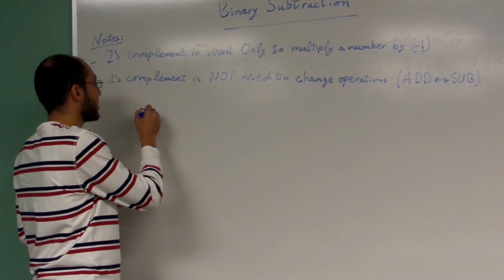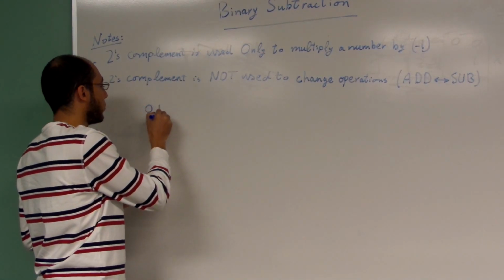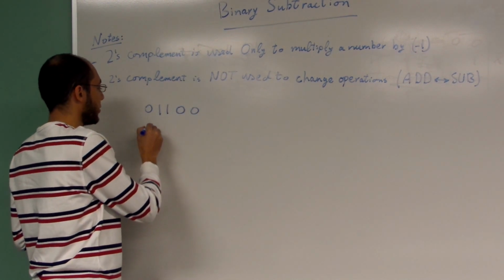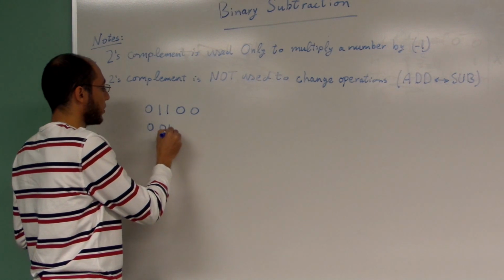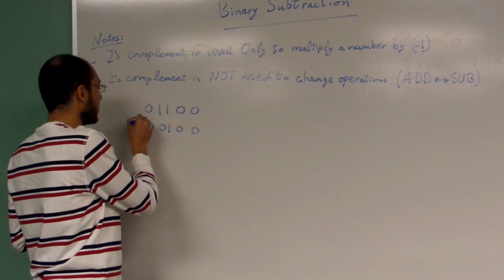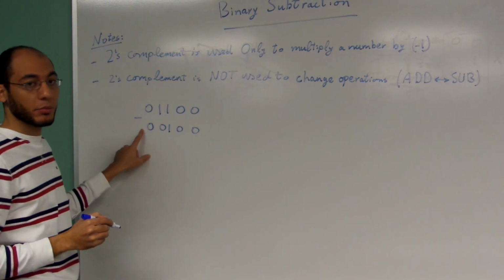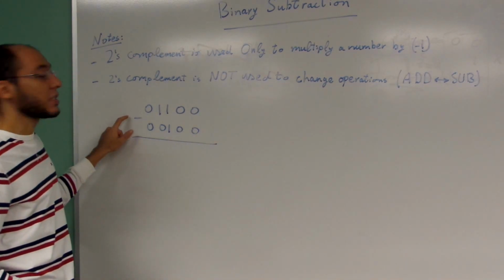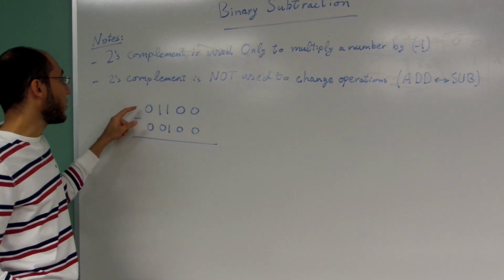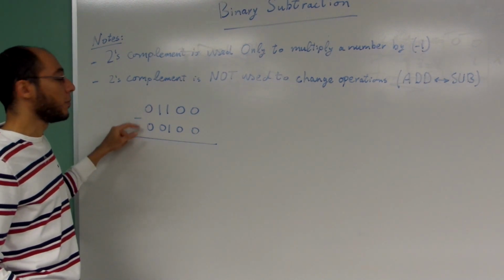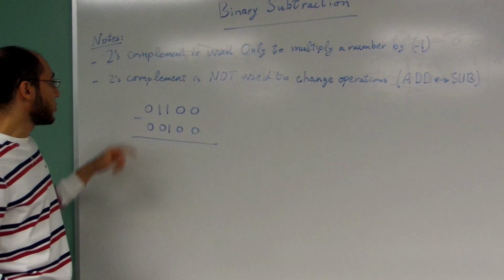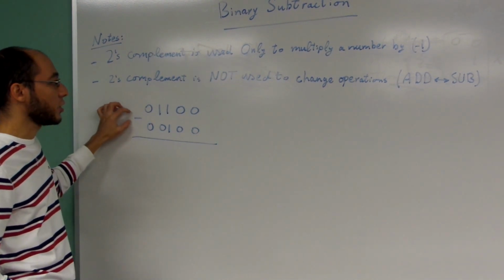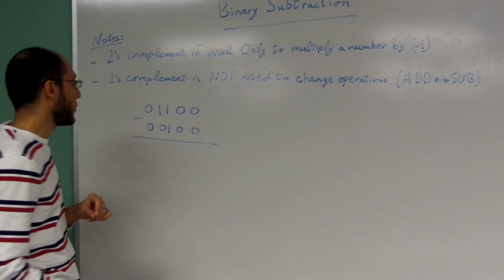Let's take this example. 0, 1, 1, 0, 0, and 0, 0, 1, 0, 0. And I want to subtract the second number from the first one. Since it's a subtraction, we do not really know how to do the subtraction from the two numbers. We cannot do subtraction in binary. So that's why we want to convert this subtraction to an addition. So how do I convert that?